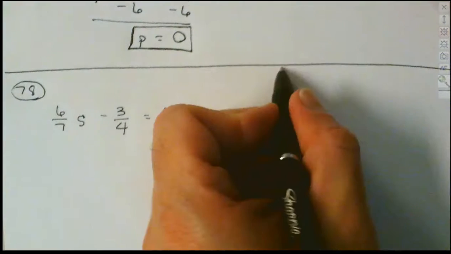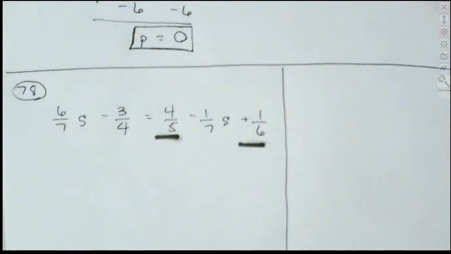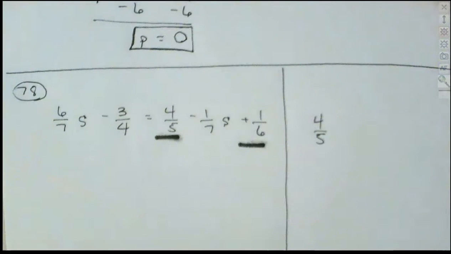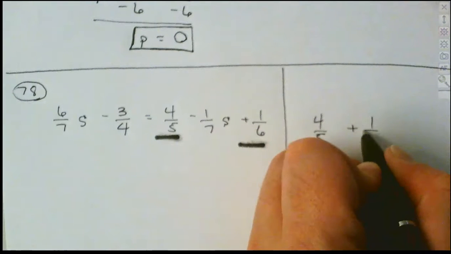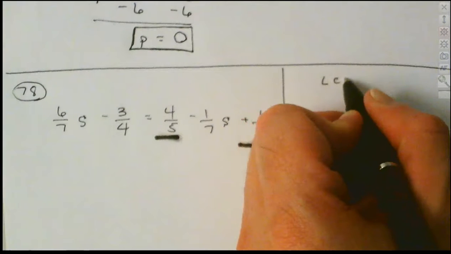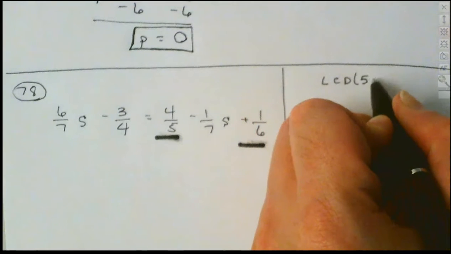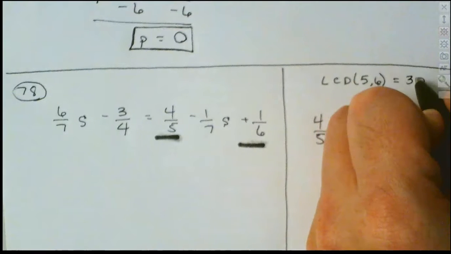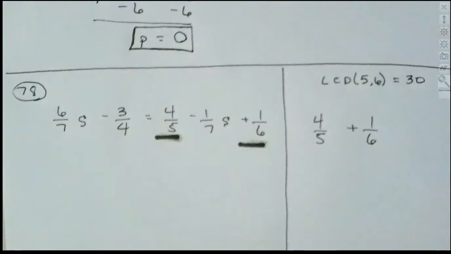So I'm going to split my paper here, and I'm going to work with 4/5 plus 1/6. And what's the least common denominator of 5 and 6? Can someone tell me? 30, right? Because 30 will go into 5, and 30 will go into 6.